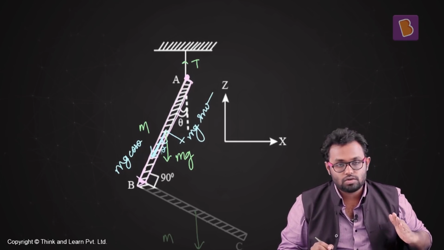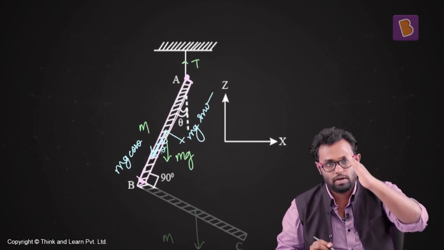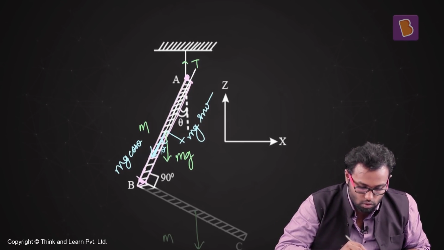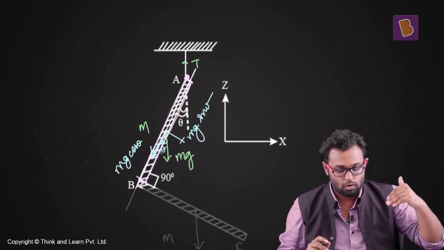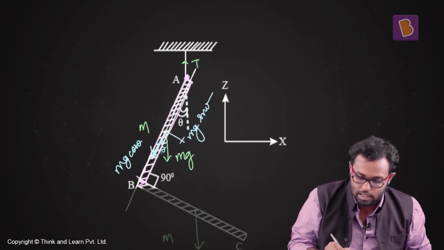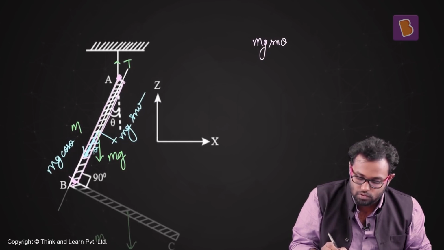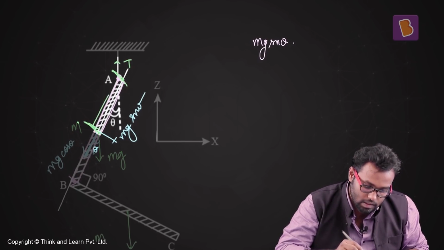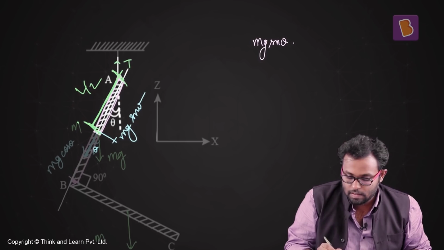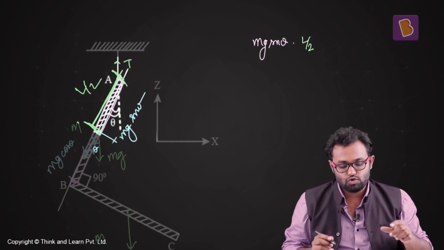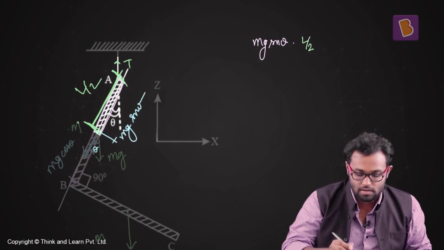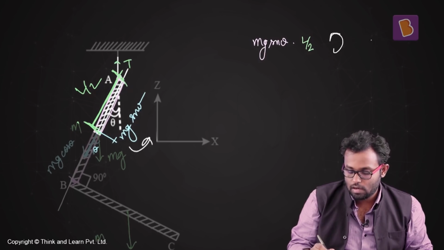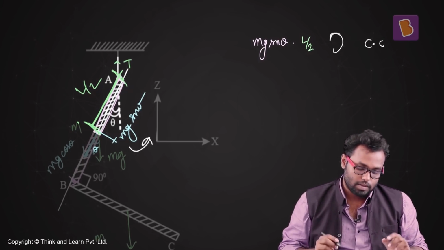Now mg cos theta is in the line that passes through the point about which we're trying to find torque, so it will not provide any torque. The torque will only be provided by mg sin theta. And how much will that be? There will be mg sin theta, the force, times the perpendicular distance. From here to here, the perpendicular distance is L by 2. So mg sin theta times L by 2 is the torque, and it is trying to rotate this counterclockwise.